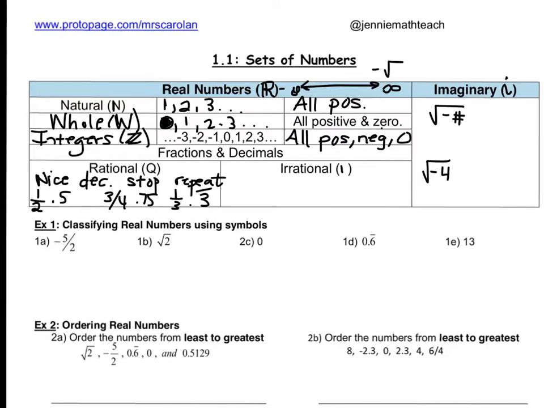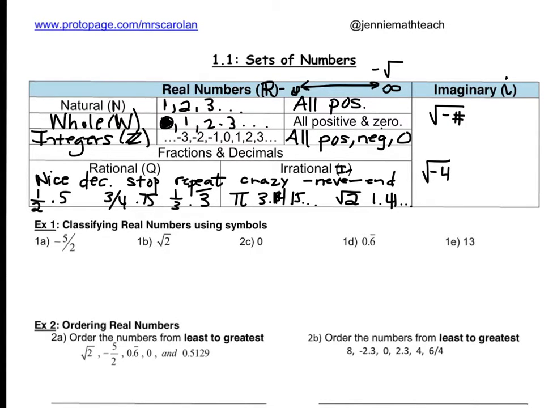Irrational decimals, there's not really a symbol, so we'll say IR. Irrational decimals are crazy, there's no pattern, they never repeat, they never end, and pi is an example of that, 3.14159, and it keeps going. Or the square root of 2. If you type in the square root of 2, you get 1.41, and then it keeps going, and no pattern.